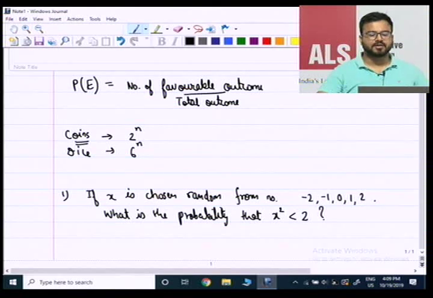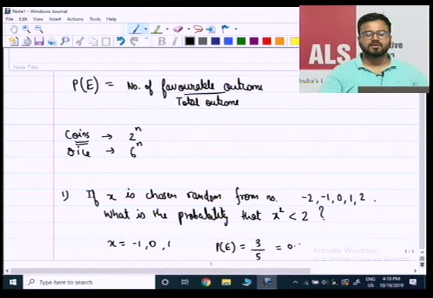That's right. Perfect. So x square should be less than 2. So what are the numbers we should pick? If you pick -2, the square is not less than 2. So x can be -1, because -1 square is less than 2. It can be 0; 0 square is also less than 2. It can be 1; 1 square is also less than 2. So favorable outcomes are 3 and total outcomes are 5. So the probability of the event is favorable outcomes upon total outcomes, 3/5 or 0.6. You can give your answer in decimal also. Okay. Try the second question.